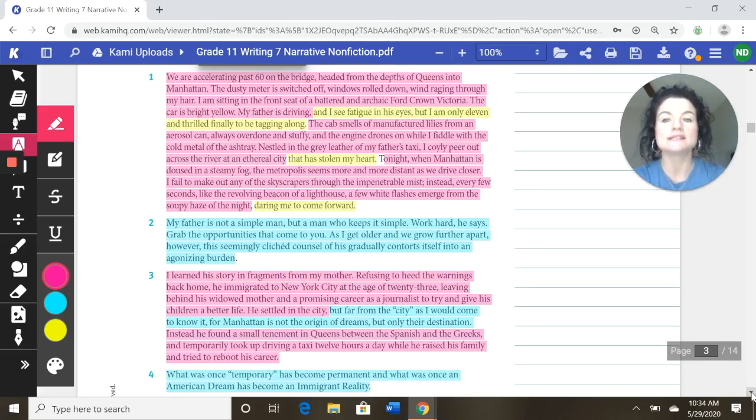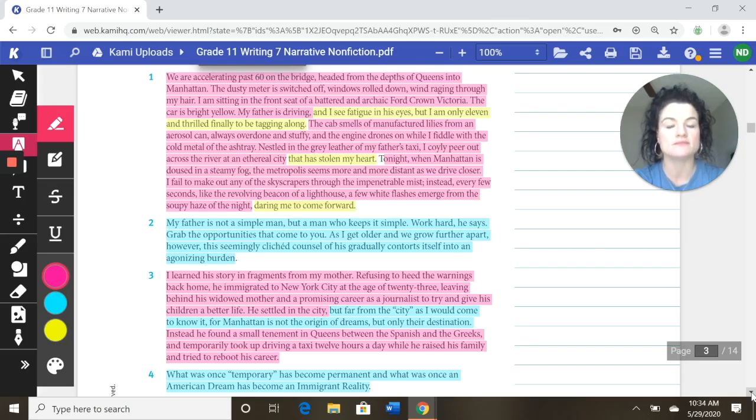We are accelerating past 60 on the bridge, headed from the depths of Queens into Manhattan. The dusty meter is switched off, windows rolled down, wind raging through my hair. I'm sitting in the front seat of a battered and archaic Ford Crown Victoria. The car is bright yellow. My father is driving, and I see fatigue in his eyes. But I am only 11, and thrilled finally to be taken.